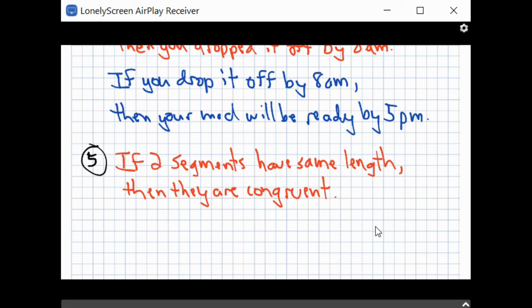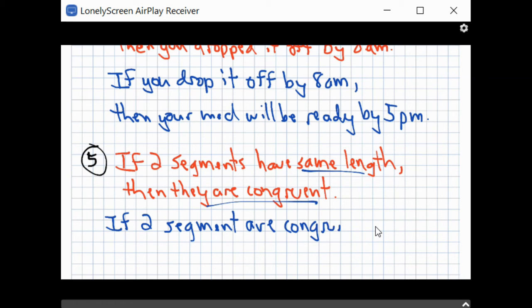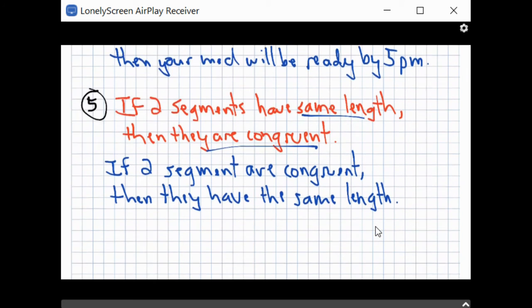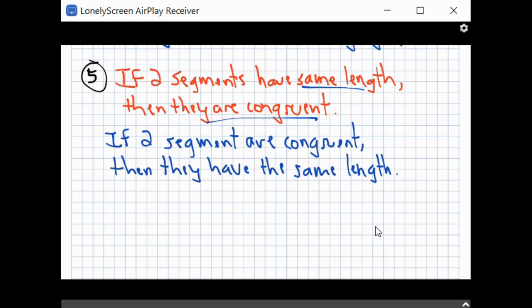So now for the converse, I just need to switch those two things. And so I'm going to take the congruent part and put this idea with the same length here. So if two segments are congruent, then they have the same length. Okay, so we just simply switched our hypothesis and our conclusion. And so that's the first part. The last part is it says write a biconditional. So that means we're going to use our keywords if and only if.